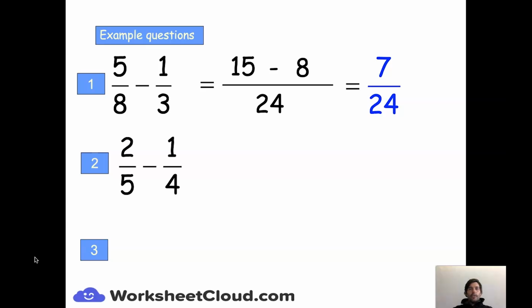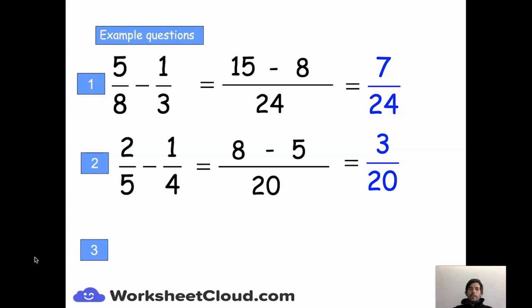Your second question, 2/5 minus 1/4. Okay, so my lowest common multiple of 5 and 4 is equal to 20. I know 2/5 must be multiplied by 4 to give me 8/20. 1/4 must be multiplied by 5 to give me 5/20. And then 8 minus 5 is 3/20. Again, 3/20 is in its simplest form.